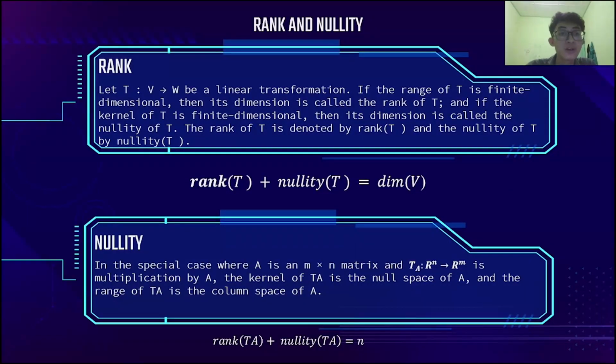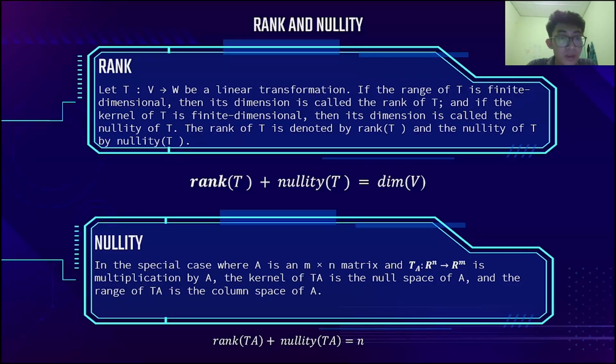And here I will explain about the rank and nullity. Let T be a transformation from the domain to the codomain, and then it will be a linear transformation. If the range of T is finite dimensional, then its dimension is called the rank of T. And if the kernel of T is finite dimensional, then its dimension is called the nullity of T. The rank of T is denoted by rank(T), and the nullity of T is denoted by nullity(T).